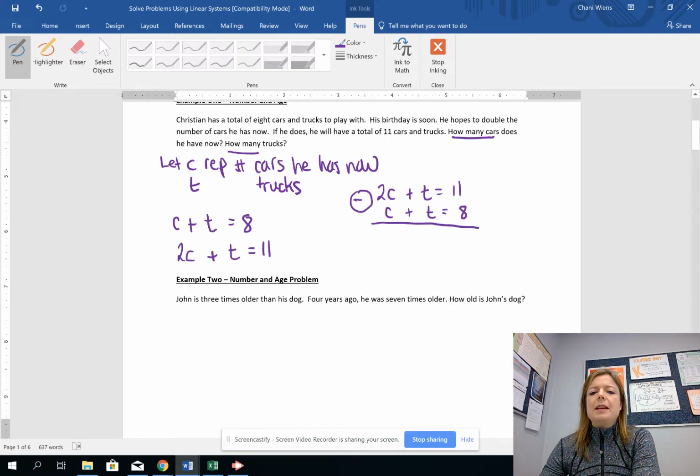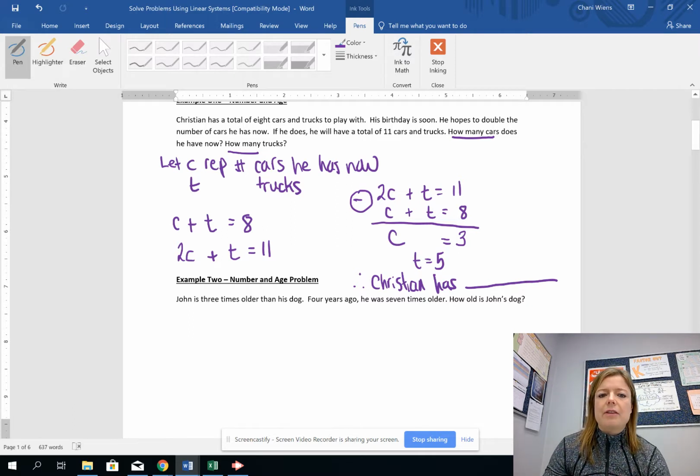So 2c minus c is just c. T minus t goes away, that's what we wanted. 11 minus 8 is 3. So c equals 3. That means the number of cars he has is 3. Therefore, trucks has to be equal to 5. These are pretty low numbers, so you can just eyeball that and see that 3 plus 5 is 8. So then you write a sentence. Therefore, Christian has 3 cars and 5 trucks. So go back to the sentence and make sure that you're answering specifically what is being asked.